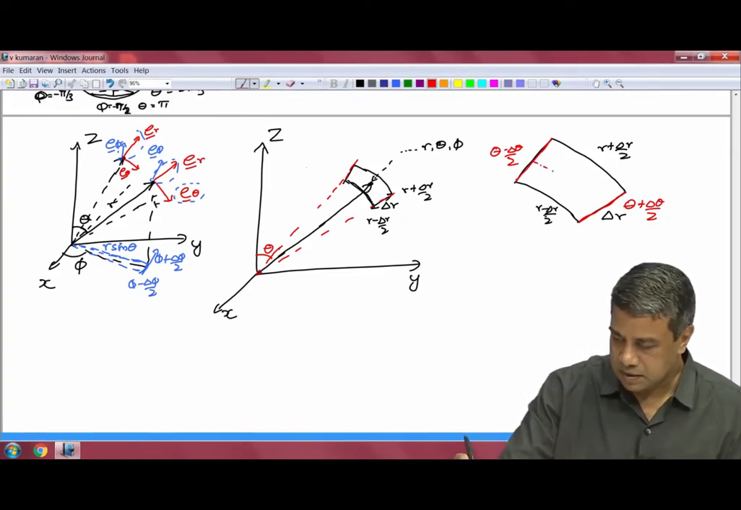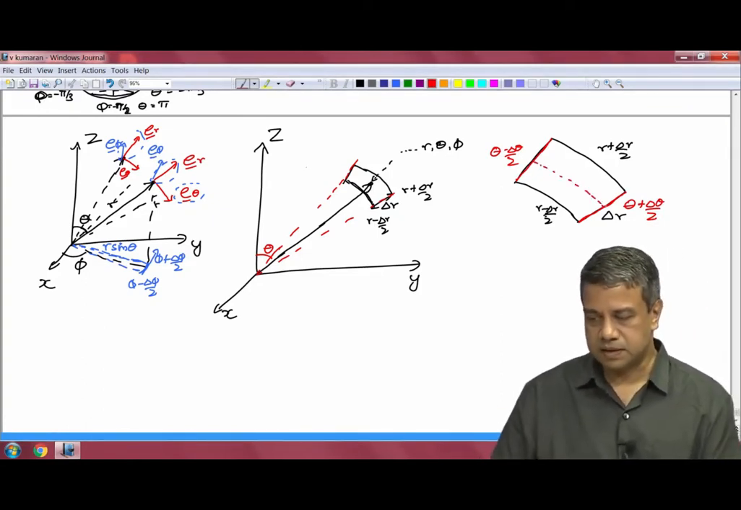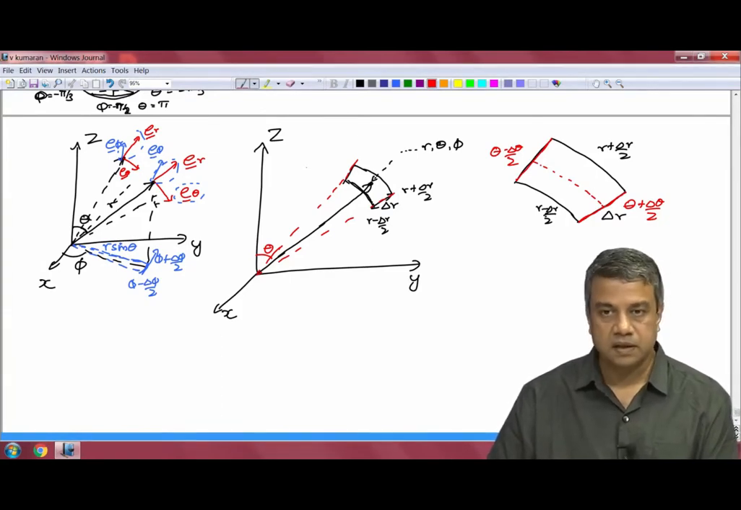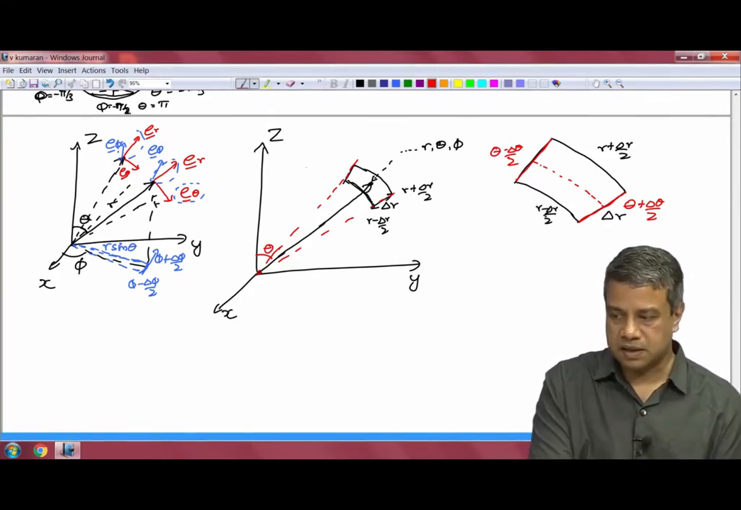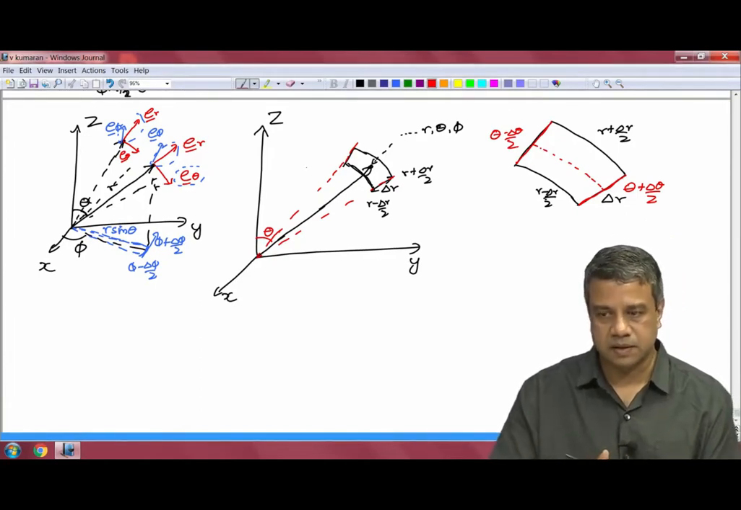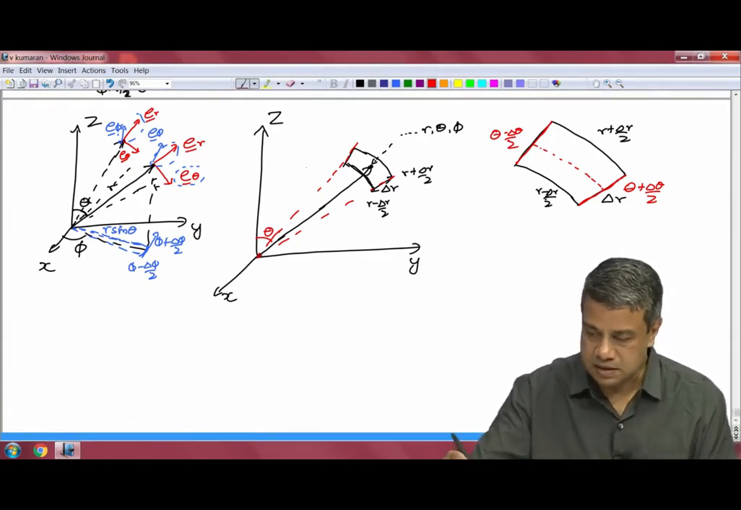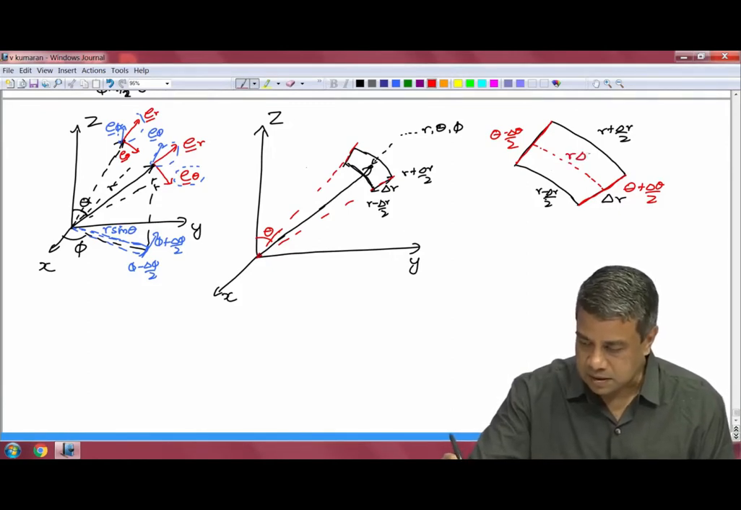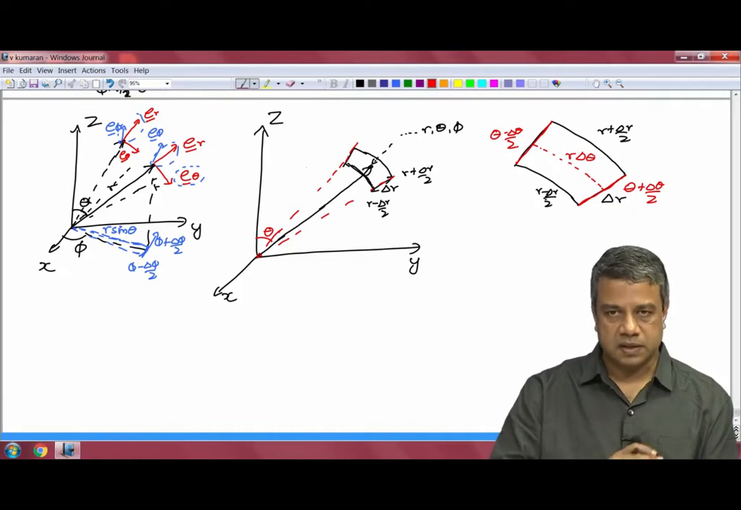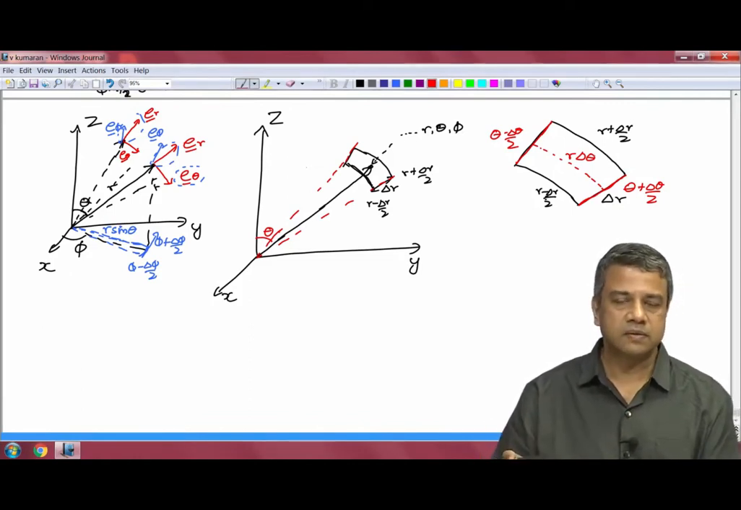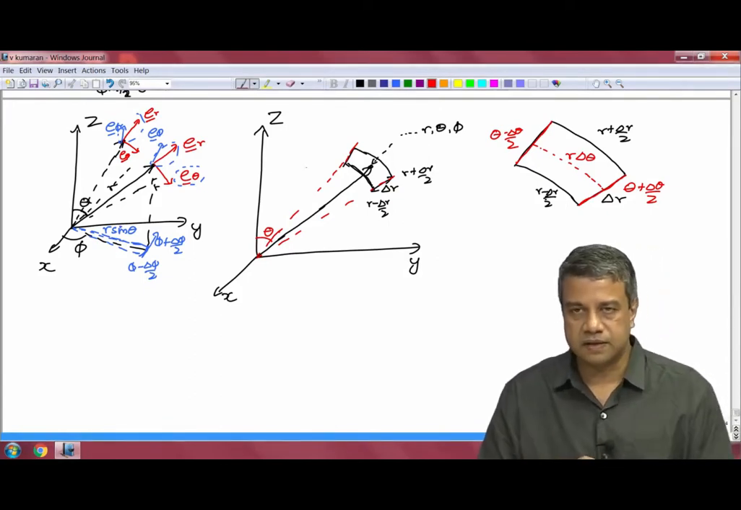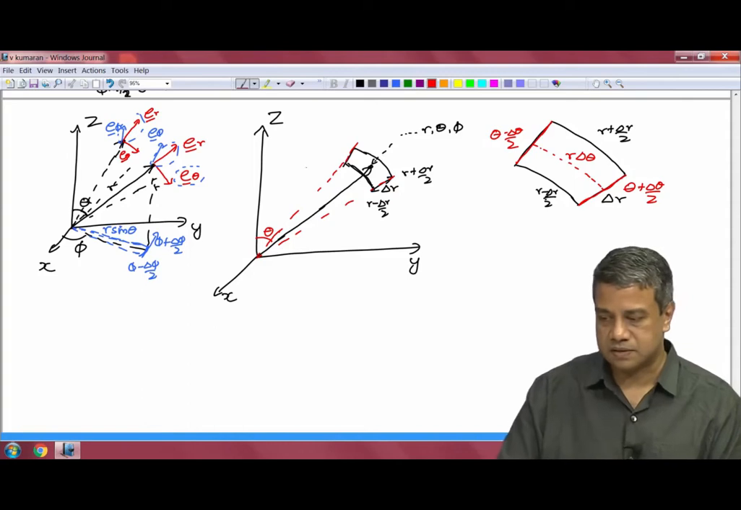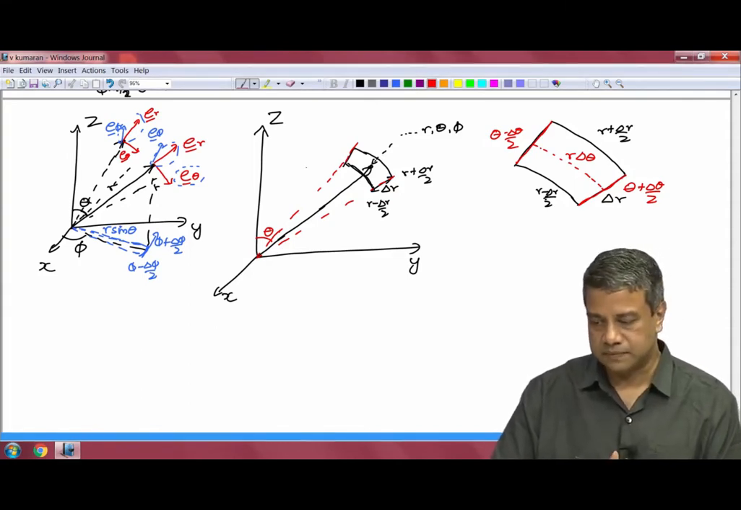And what is the distance between these two surfaces? This distance between these two surfaces is not delta theta. Delta theta is the increment in the angle, and the angle is dimensionless. So, this increment is not the increment in the angle, because the angle is dimensionless. This is equal to r times delta theta, because the distance you travel on a circle is equal to the angle in radians times the radius. So, this is equal to r times delta theta.